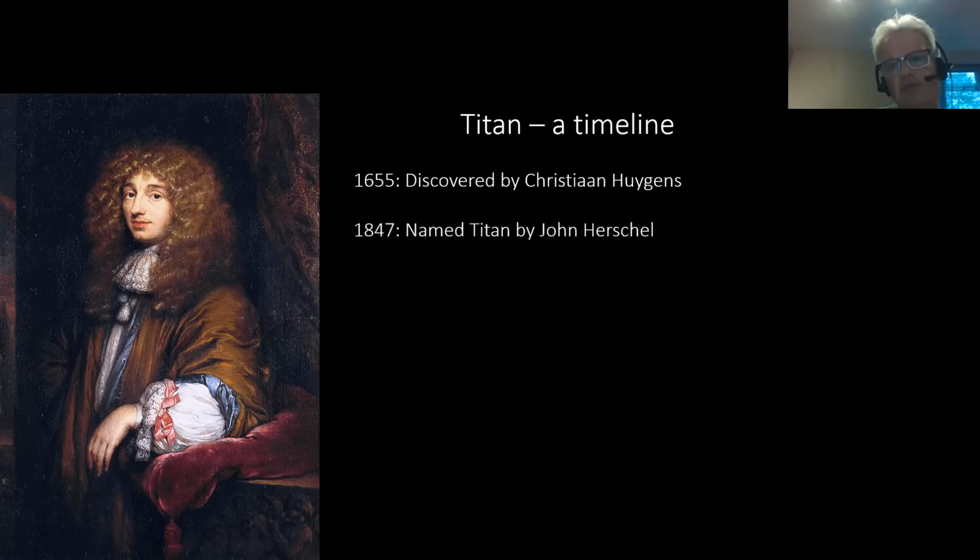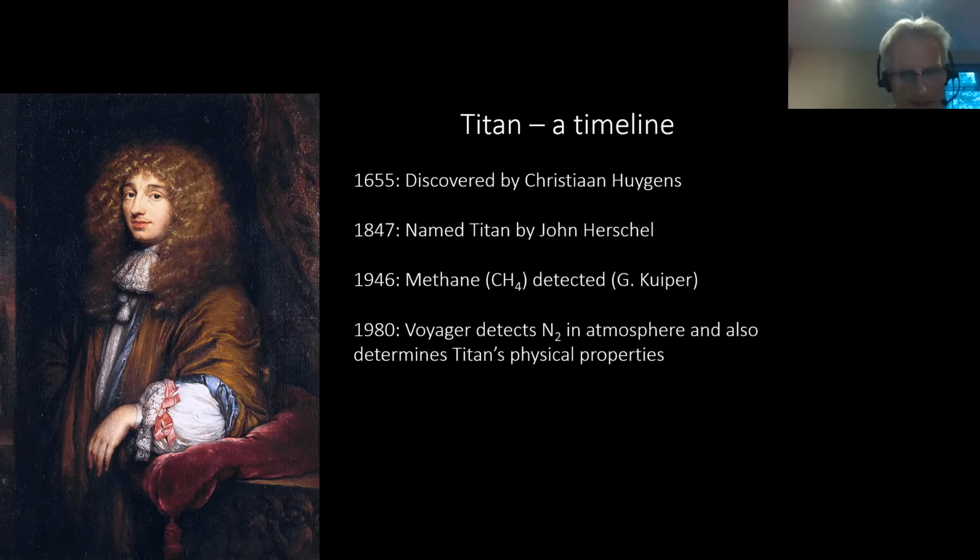It was later named Titan by John Herschel in 1847, the great John Herschel, son of William Herschel, who discovered the planet Uranus. Methane was detected in the atmosphere by the great Gerard Kuiper, after whom, of course, the Kuiper belt is named. He discovered that with a sort of primitive, by today's standard, spectroscope. And then subsequently, several spacecraft have bypassed Titan.